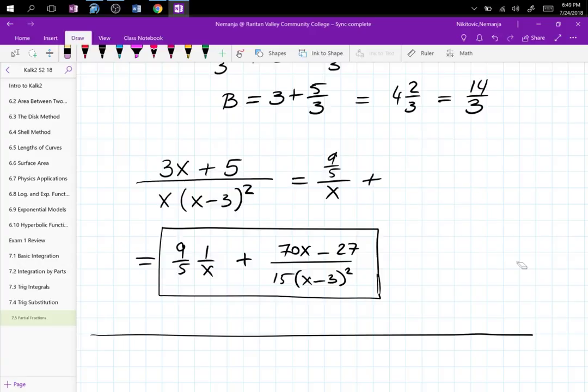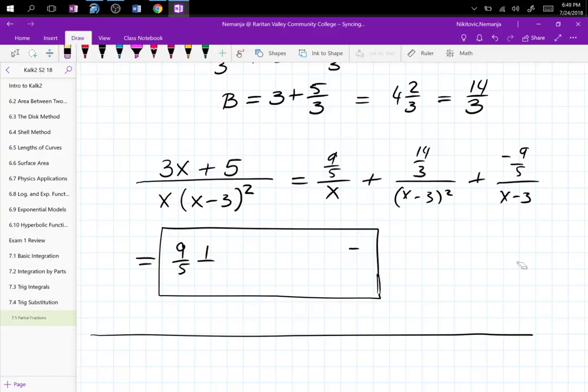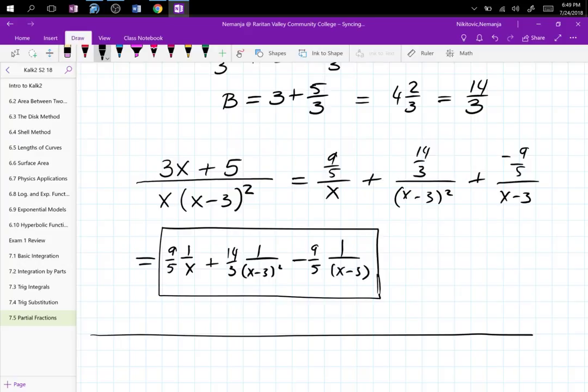Okay, so now sorry, x minus 3 squared, and this was b, so that's 14/3. Please erase. Plus negative 9 over 5 over x minus 3. Yeah, this is all wrong. So now we have, you plug it back into the equation we made. 9 over 5 times 1 over x plus 14/3 times 1 over x minus 3 squared minus 9 over 5, 1 over x minus 3. There we go, much better.